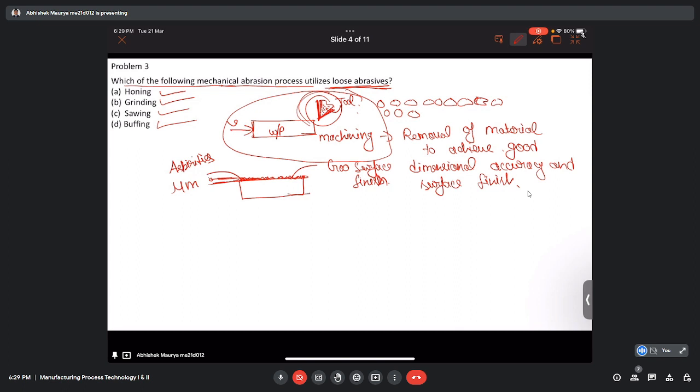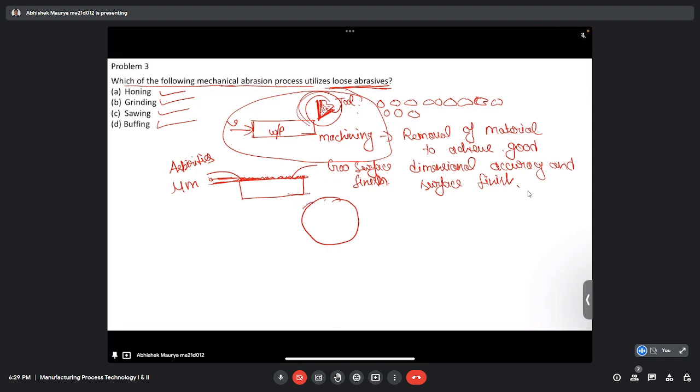So how is such a small tool made? Suppose you have seen the grinding wheel. If you see the surface of the grinding wheel, we have very small abrasive particles. Abrasive particles are nothing but hard particles. This is the grinding wheel.